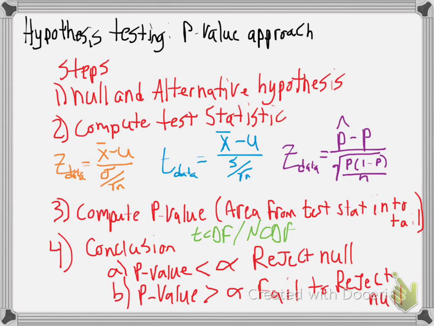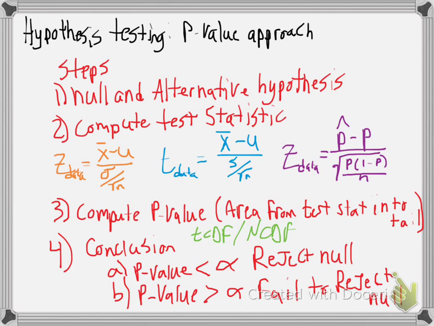Then step 2, right after that, you compute your test statistic using the information given in the problem. We have 3 different test statistics at this point. The one in orange where you're testing means and you know the population standard deviation. The one in blue where you're testing means and you know the sample standard deviation. And the one in purple where you're testing percentages where you use the z-data.